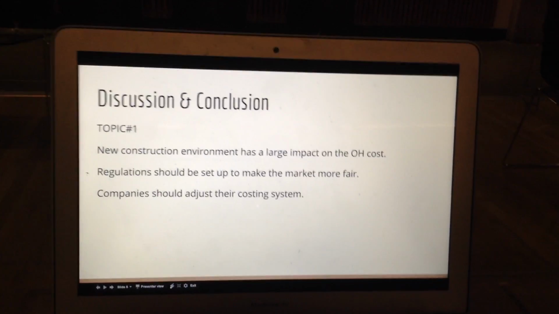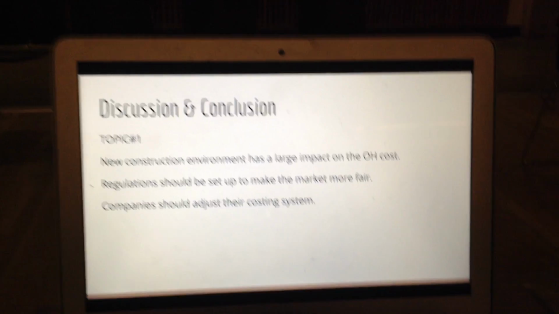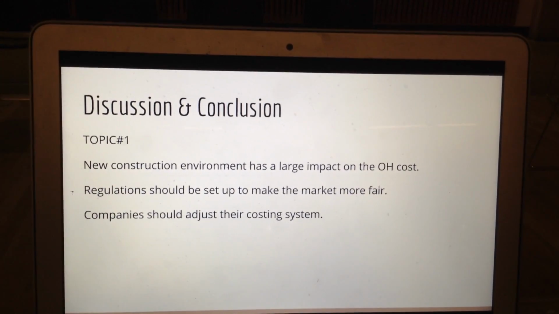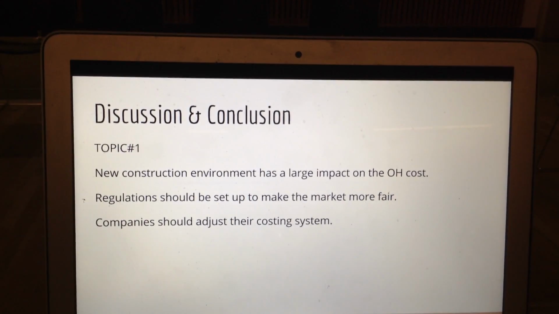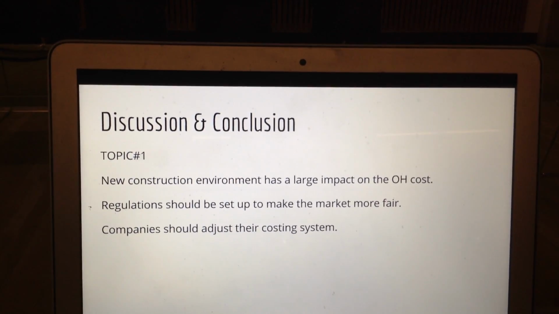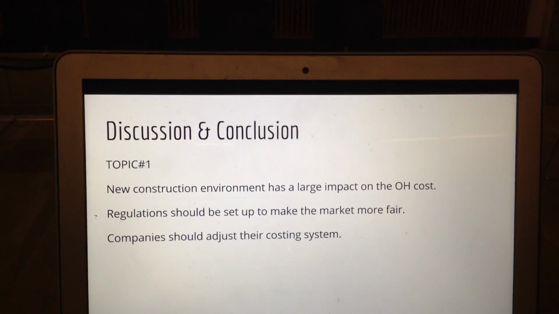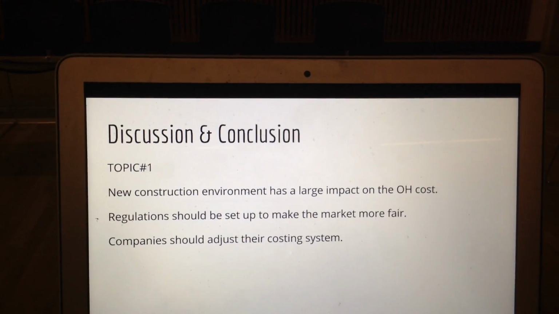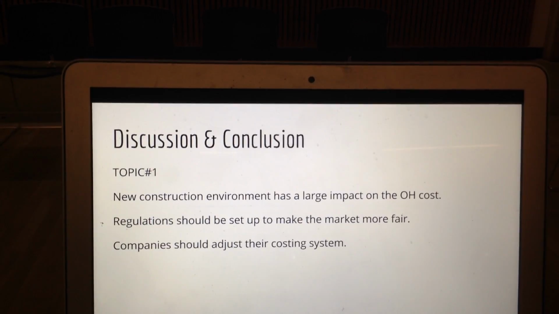And the conclusion: we concluded that the new construction environment has a large impact on the overhead costs. For this part, we hope regulation could be set up to make the market more fair. For example, if all the construction companies agree that the changed environment costs should be put into the job oversight costs, then construction companies will lower the general overhead costs.